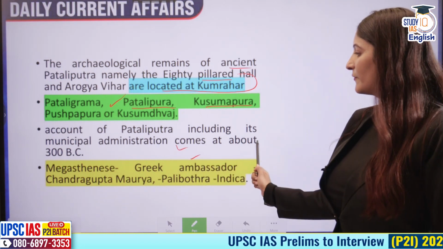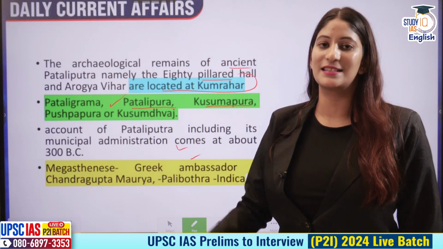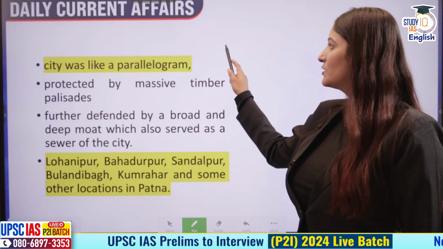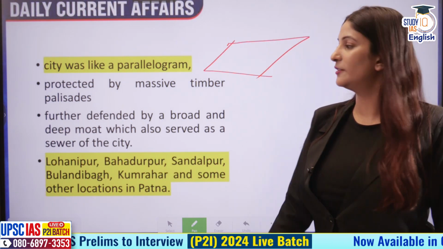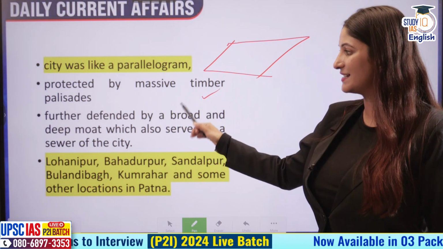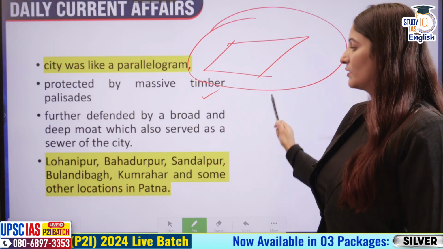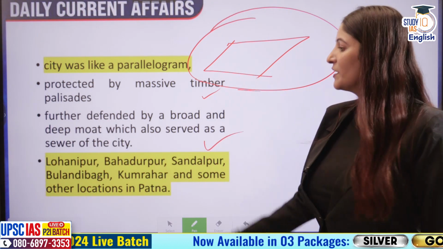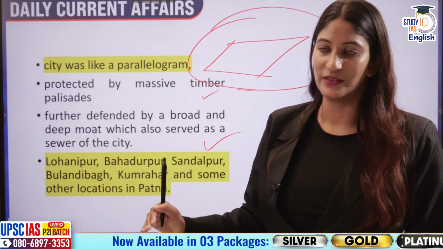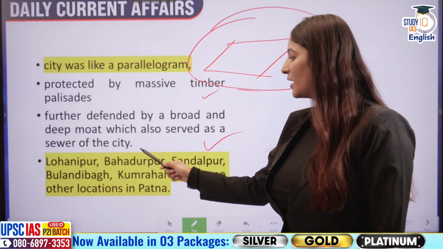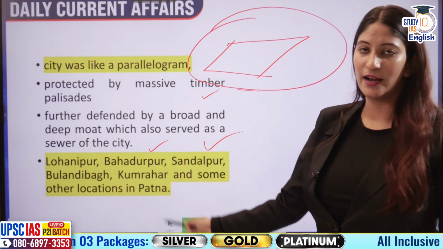Accounts of it have come from, for the first time ever, a vivid explanation about it came from Megasthenes' Indica. He told that the city was like a parallelogram, like this, and it was protected by a massive timber palisade. Further, it is defended by a broad and deep moat of water, which served as the sewer of the city. Also, in other places, we found certain excavations of these kind of sites, like Lohanipura, Bahadurpura, Sandalpura, Bulandibagh, then Kumrahar, I have already told you.